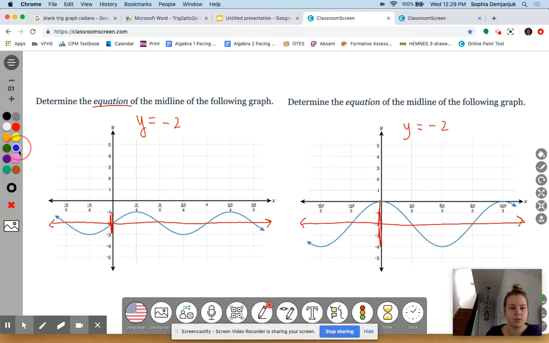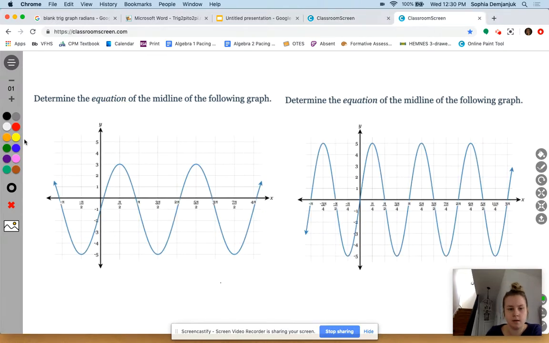And you can always double check these by making sure that it is in the middle. I have 1 unit on top, 1 unit on the bottom. For this other one, I have 2 units on top, 2 units below. And you can do that with more of these.